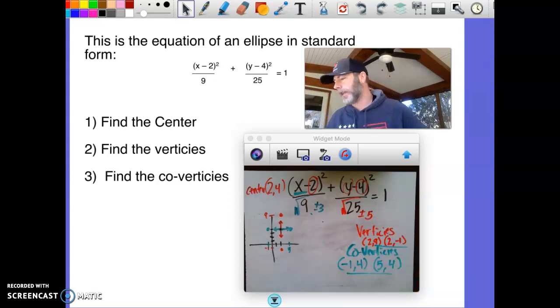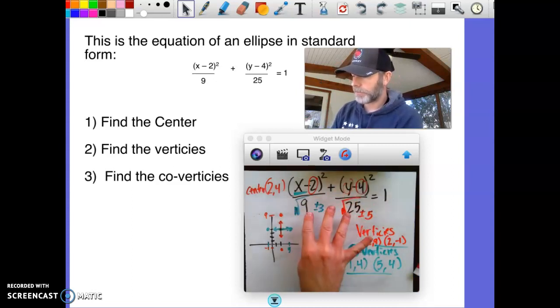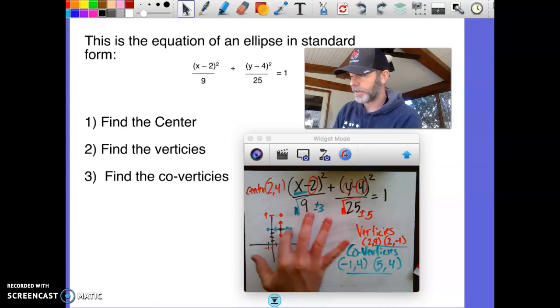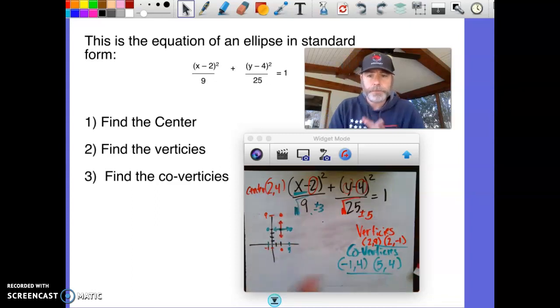You guys take these slow. Take your equation, label your A's and B's, sketch your center, count in that direction, and then write down your vertices and co-vertices. That's it.